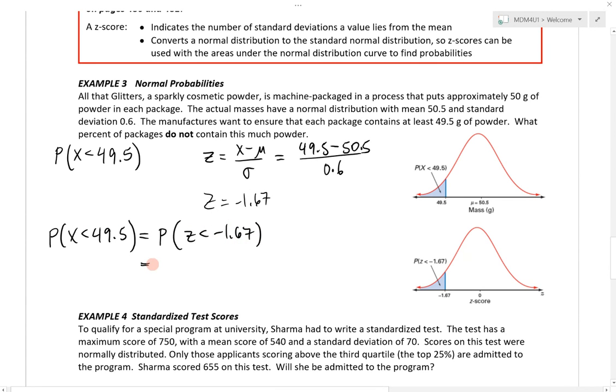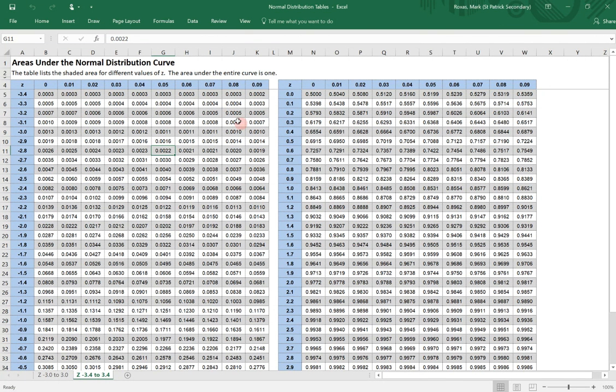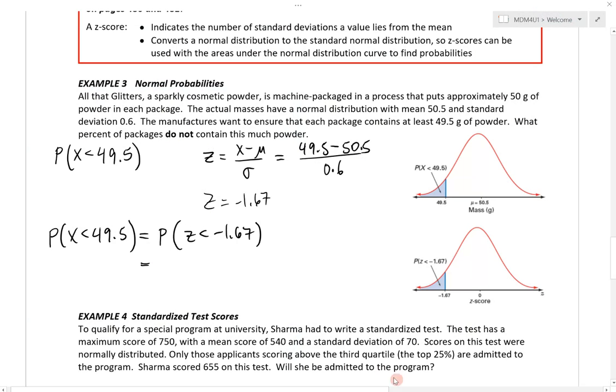This is what you need to do to find that probability. Go to your z-score table, okay? The z-score table lists the shaded area for all the probabilities less than z. So it's always going to be on the left side of that value.